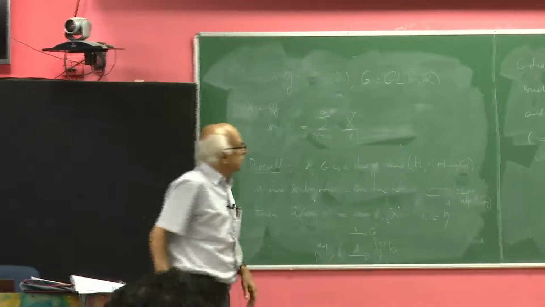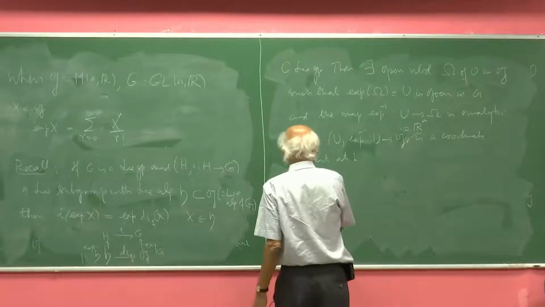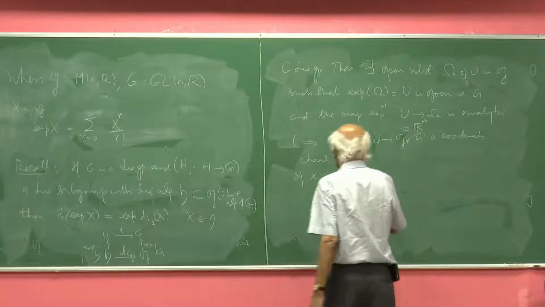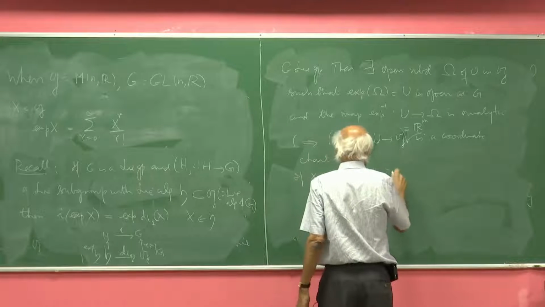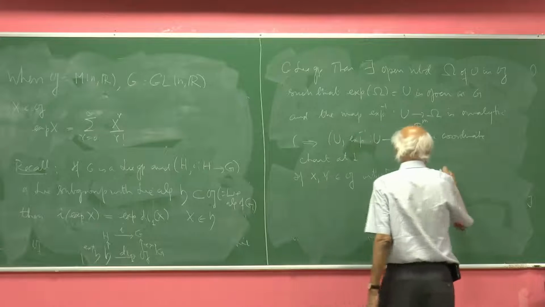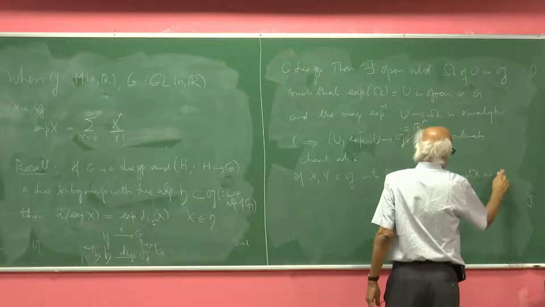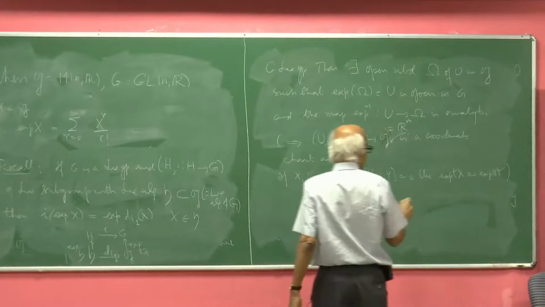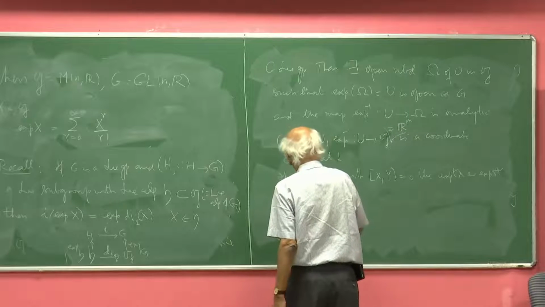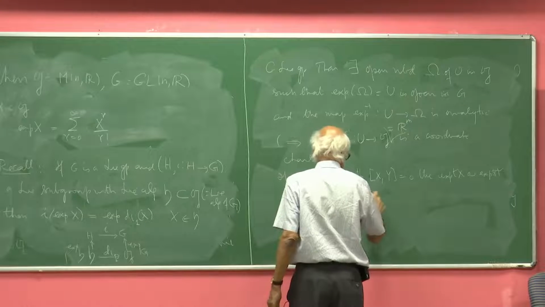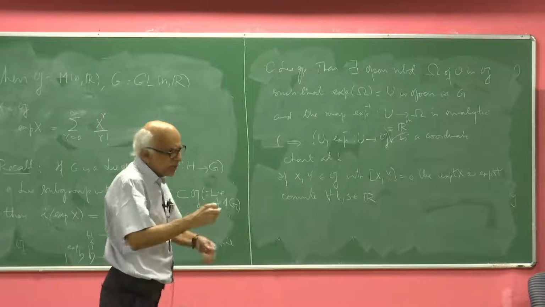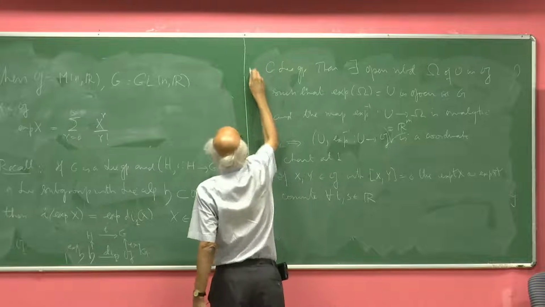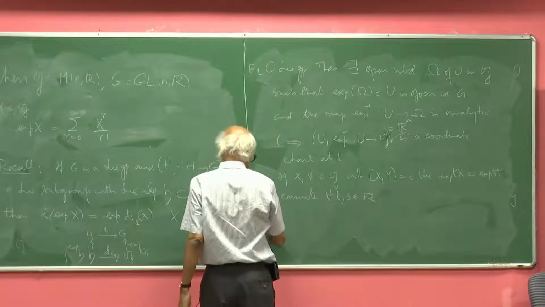Another thing which we proved earlier is that if X, Y are in the Lie algebra with bracket X, Y equal to 0, then exp tX and exp sY commute for every s, t. This came out of the fact that the one parameter groups of the vector fields commute. So this is fact 1, fact 2, and this is a converse.